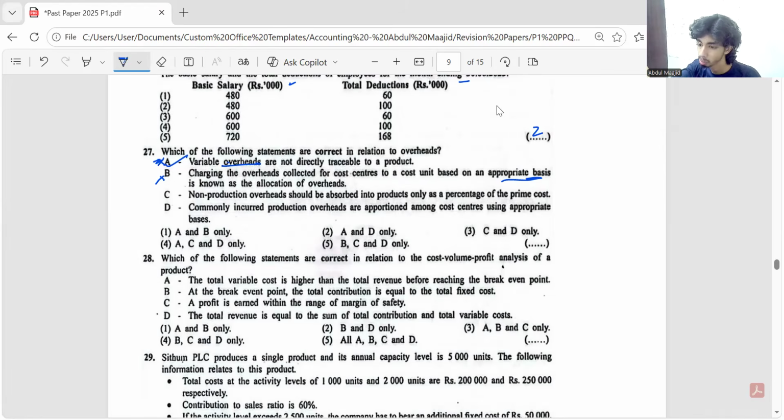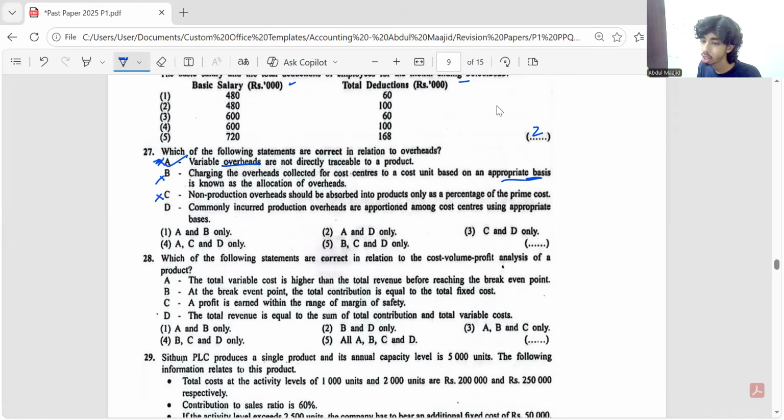Only direct costs, the prime costs, are directly traceable to a product. Overhead costs are not directly traceable to a product, even though they are variable or fixed. Then C, non-production overhead should be absorbed into products only as a percentage of prime cost. No. If you want non-production cost also, you can calculate an OIR based on machine hours, labor hours, or based on the number of units, and absorb it to the unit.